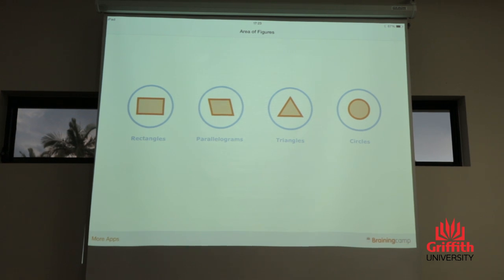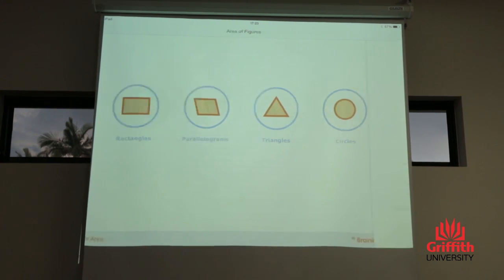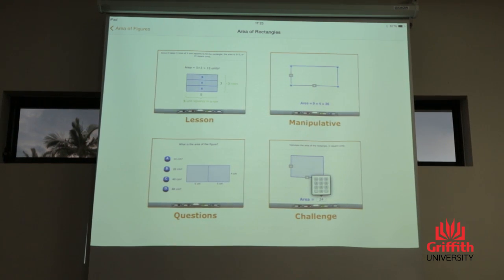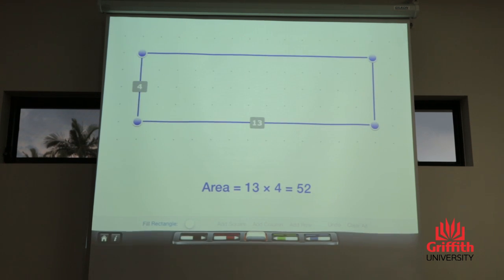Okay, so we'll have a look at the area of rectangles. This one you can see already is going to be enactive, because kids can be doing some manipulating. There's going to be some procedural knowledge. This one has some tests, and then there's a challenge. So if we have a quick look at the manipulative, we can start.